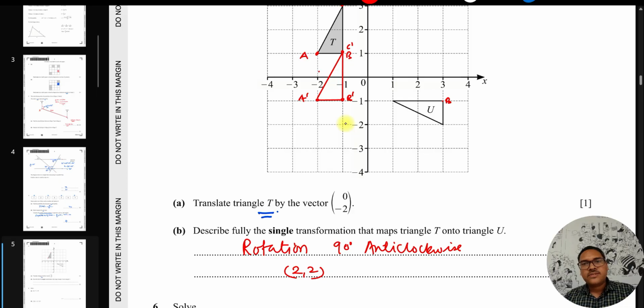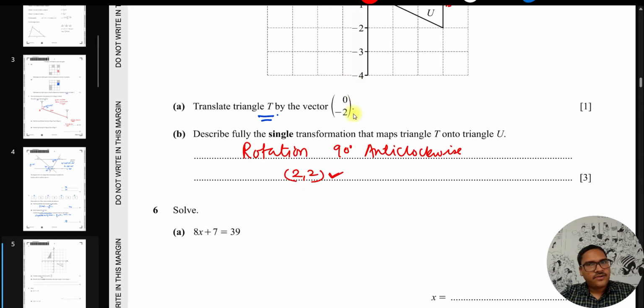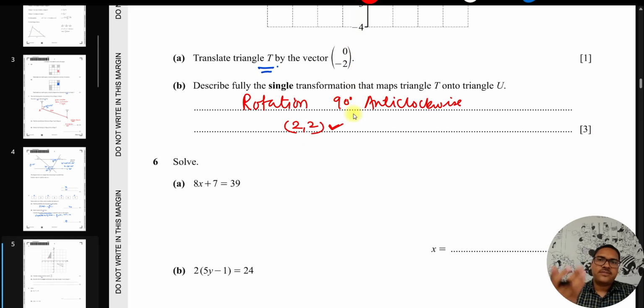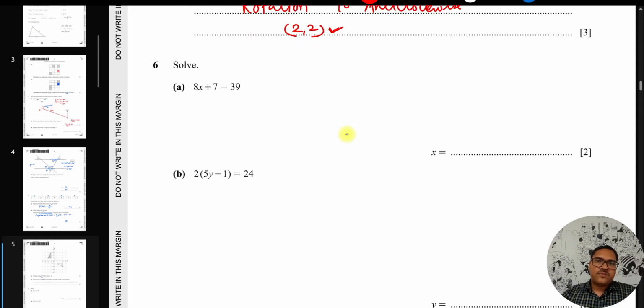But the problem comes, what is the center of rotation? For that, we can use tracing paper and check the answer. You just put some points and accordingly try to match them, so that you can easily find it. If you want me to discuss these types of questions, I can make a separate video on how to solve questions using tracing paper. Okay.